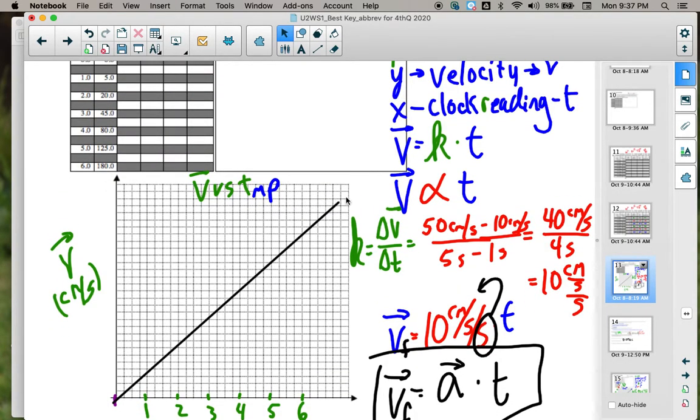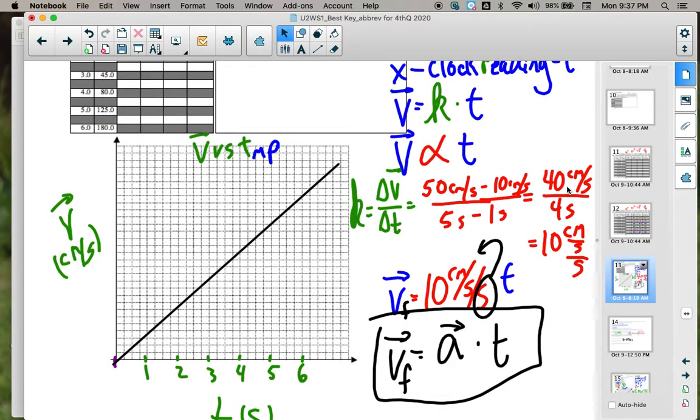Once we found the slope of this line, again, the units came out to be centimeters per second per second. So we say here that for every 1 second, the velocity increased by 10 centimeters per second. Again, you've got a specific mathematical model and a general equation that we could use for a mathematical analysis.